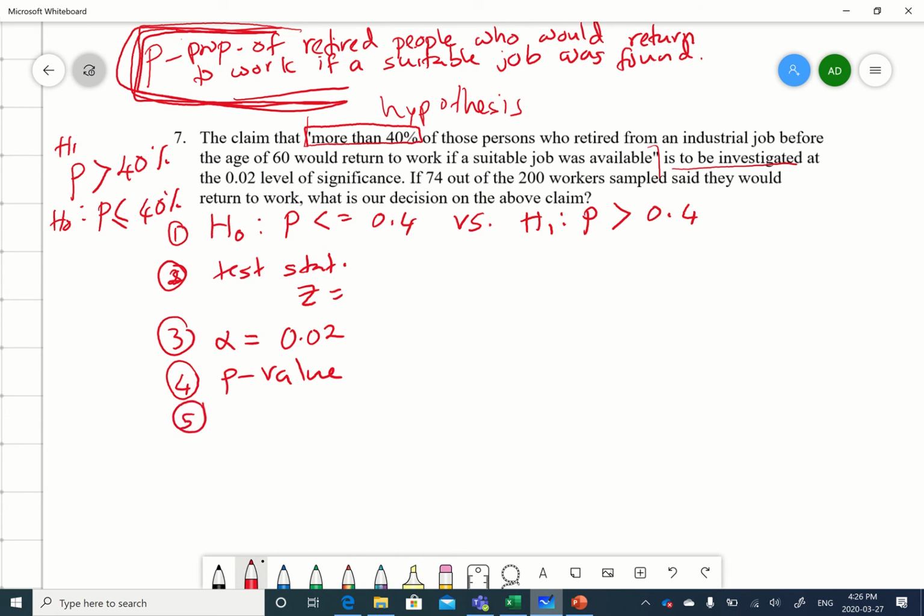5 conclusion, still don't know. Okay, and I'm going to read further. I only read up to the hypothesis, so I'm going to start over. The claim that more than 40% of those persons who retired from an industrial job before the age of 60 would return to work if a suitable job was available is to be investigated at the level 0.02 of significance. If 74 out of 200 workers sampled, there you go.